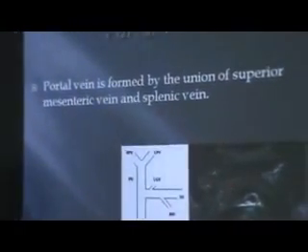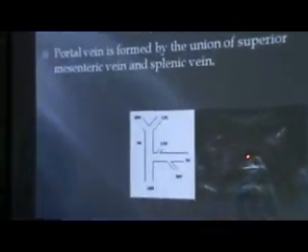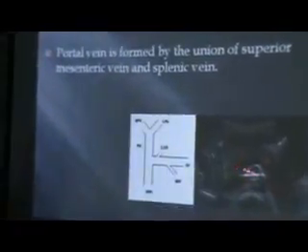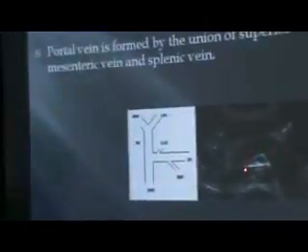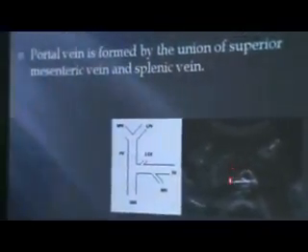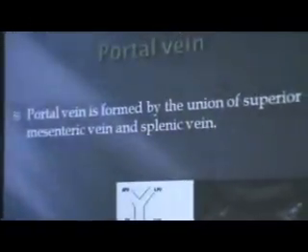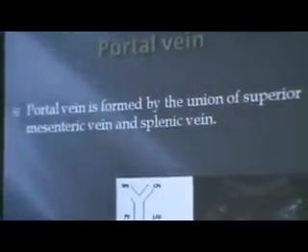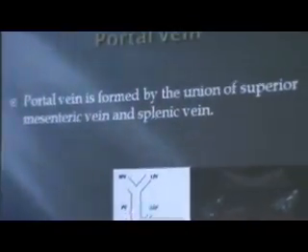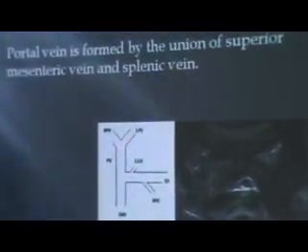Here we can see the portal vein, which is formed by the union of the splenic vein and the superior mesenteric vein. This is the splenic vein. The area where the splenic vein joins with the superior mesenteric vein to form the beginning of the portal vein is labeled as the splenoportal confluence or splenoportal junction. As you can see in this diagram, this is the superior mesenteric vein, which unites with the splenic vein and forms the portal vein. The portal vein enters the porta hepatis and gives rise to the right and left portal veins.